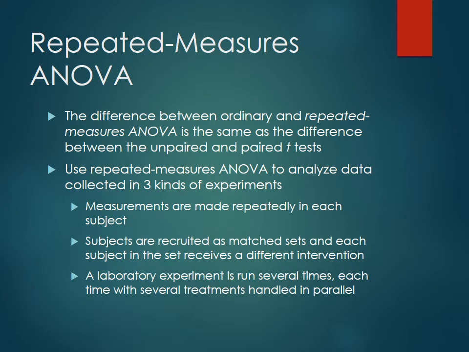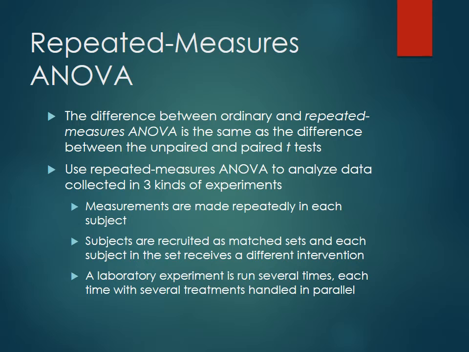Now, you can also have something called a repeated measures ANOVA. This is different than the one-way ANOVA. Essentially, it's similar to the difference between an unpaired and a paired t-test, but a one-way ANOVA compared to a repeated measures ANOVA. So based on that, what do you think a repeated measures ANOVA would be used for?